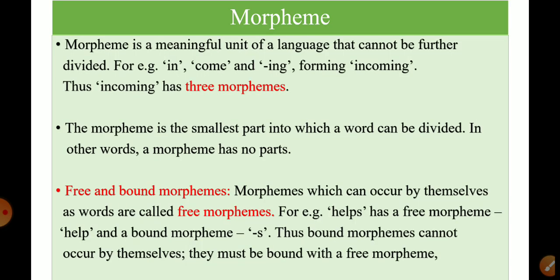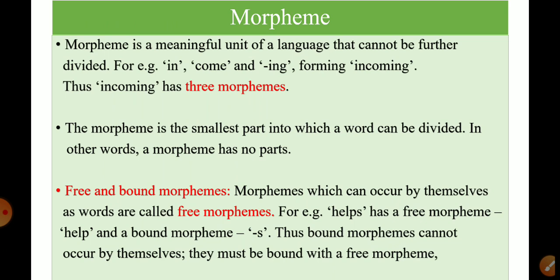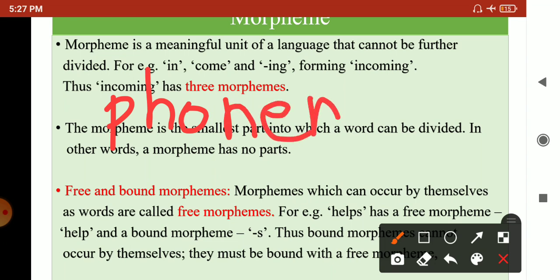Now in morphology, the smallest unit is the morpheme, as in phonology, the smallest unit is the phoneme. What is a phoneme? A phoneme is the smallest sound unit in a word which cannot be further divided. If replaced by another phoneme, it creates a minimal pair.